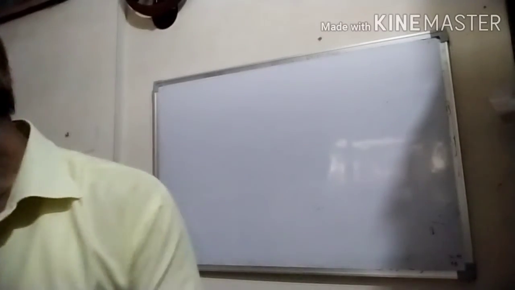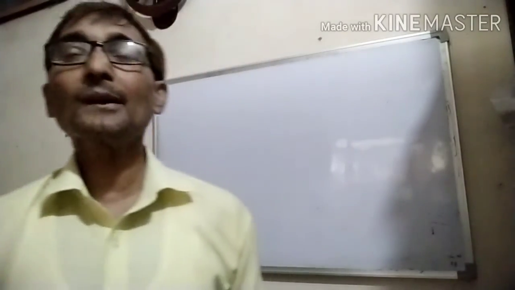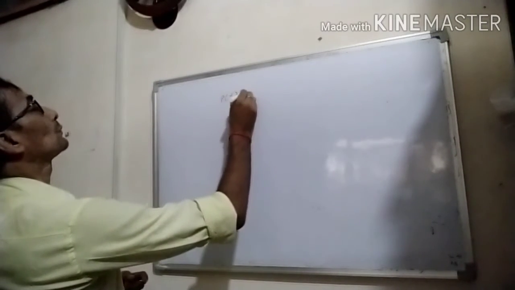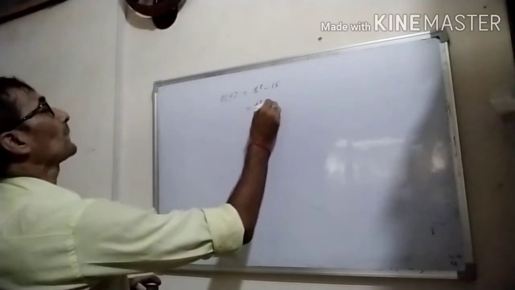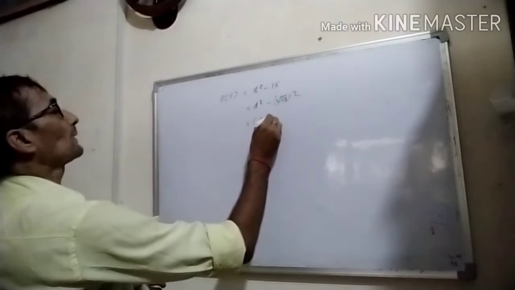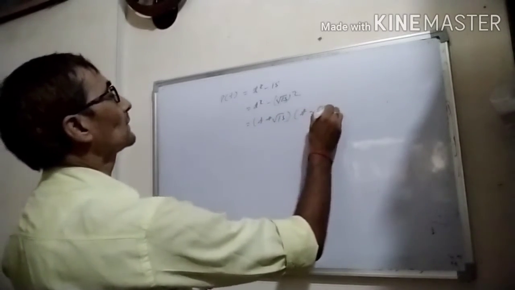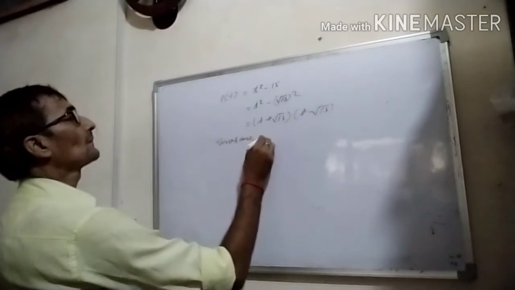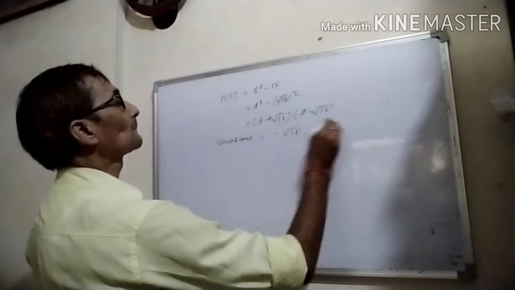Question number 5 is P(t) = t² − 15. This is t² − (√15)², so it factors as (t + √15)(t − √15). Now the zeros are −√15 and +√15.